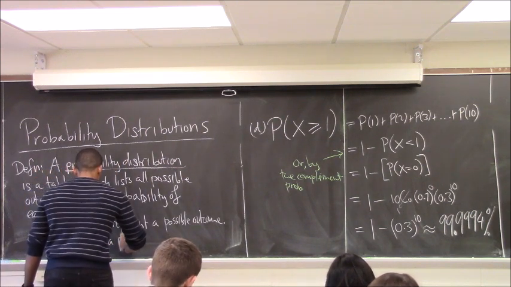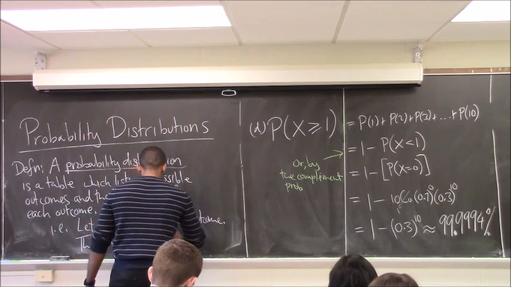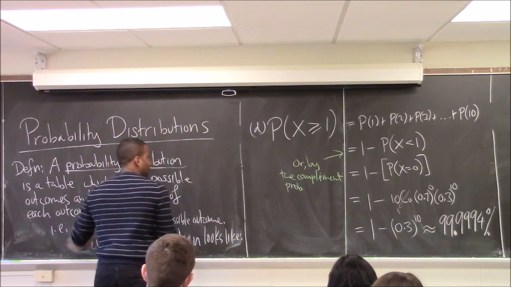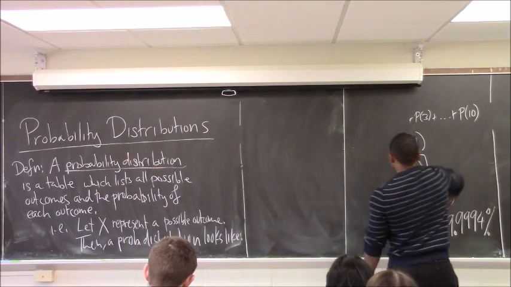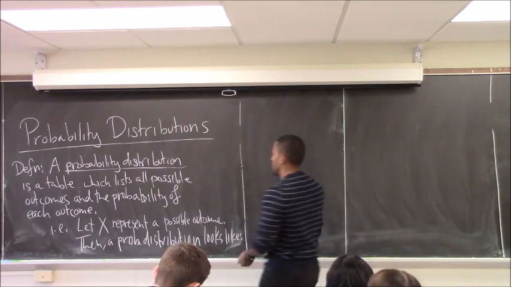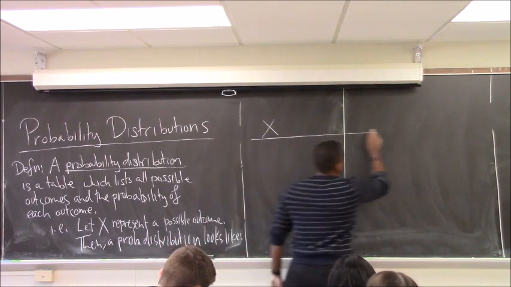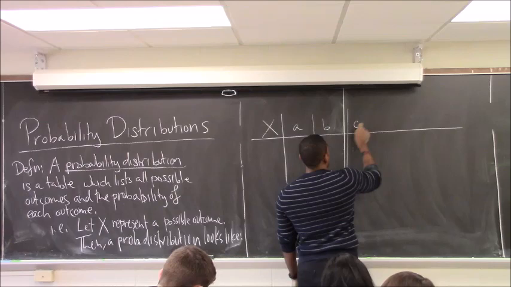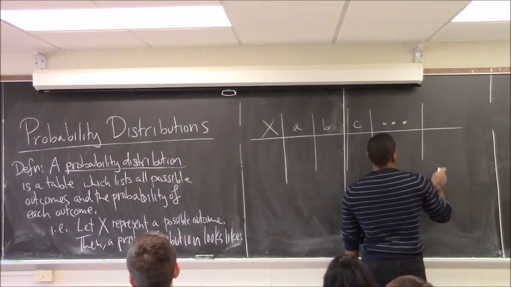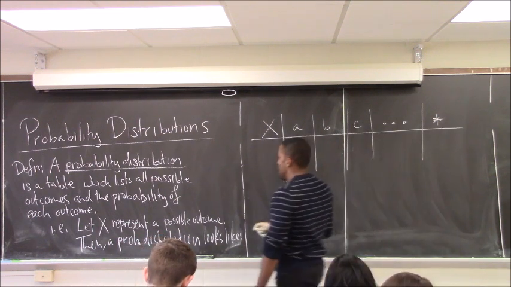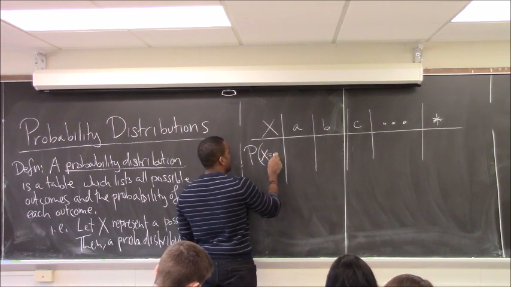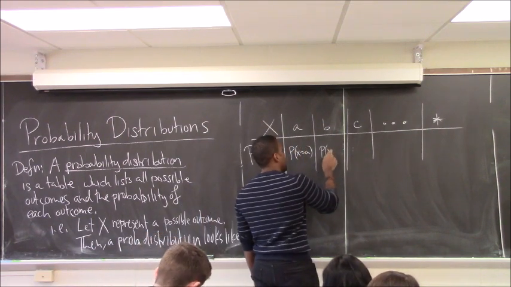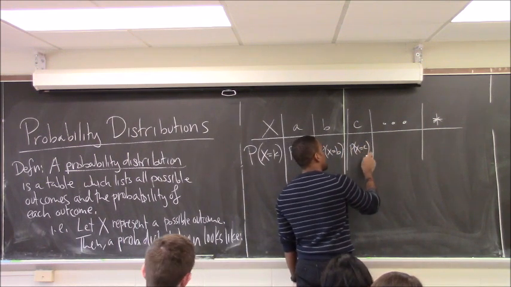Then a probability distribution looks like the following. You are going to construct a table. Where you're going to have X and all possible outcomes. That's A, B, C, and it keeps going until some final possibility here. And in the second row, you're going to put the probability that X is one of these guys. So here you're going to list under A the probability that X is actually A. Under B you're going to list the probability that X is actually B. Under C you're going to list the probability that X is actually C. And so on and so forth.